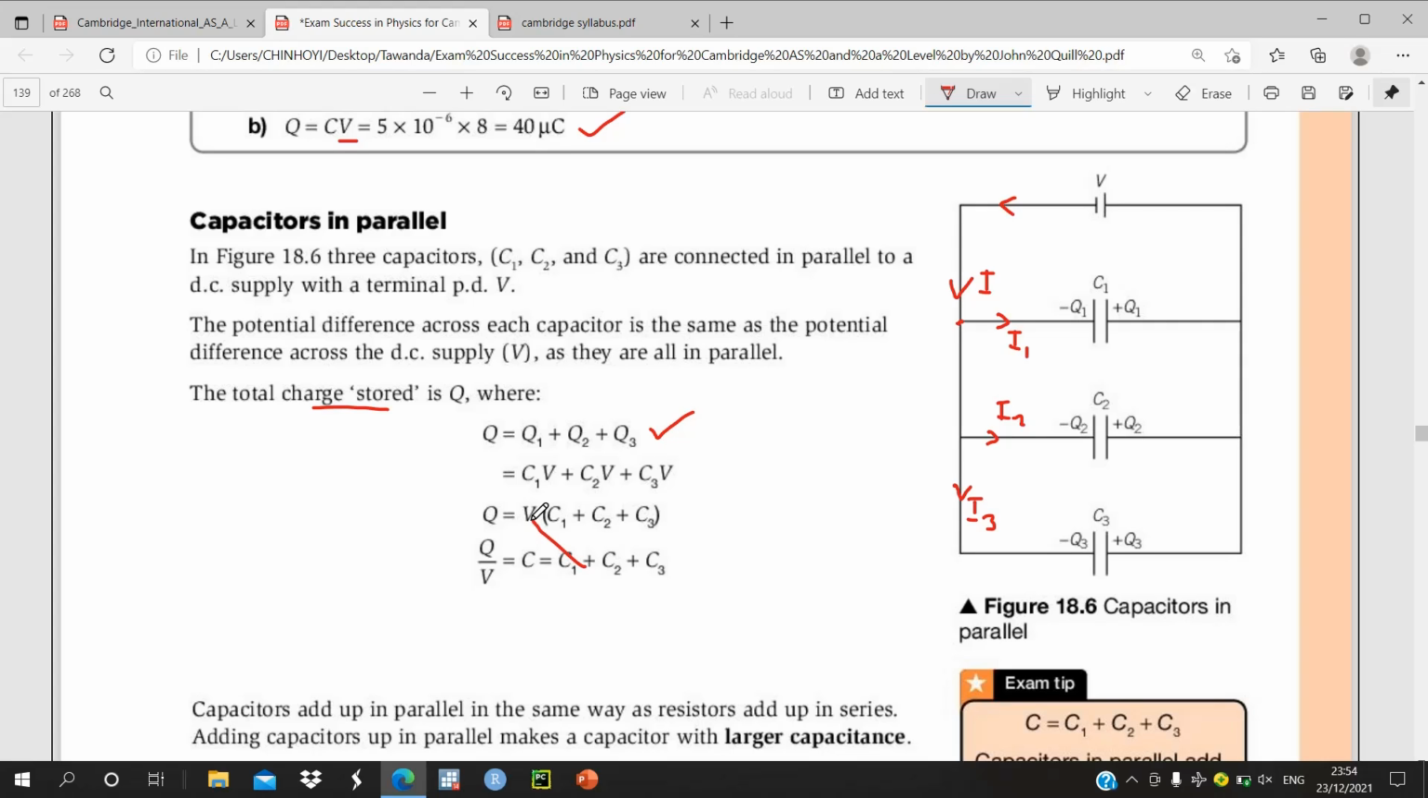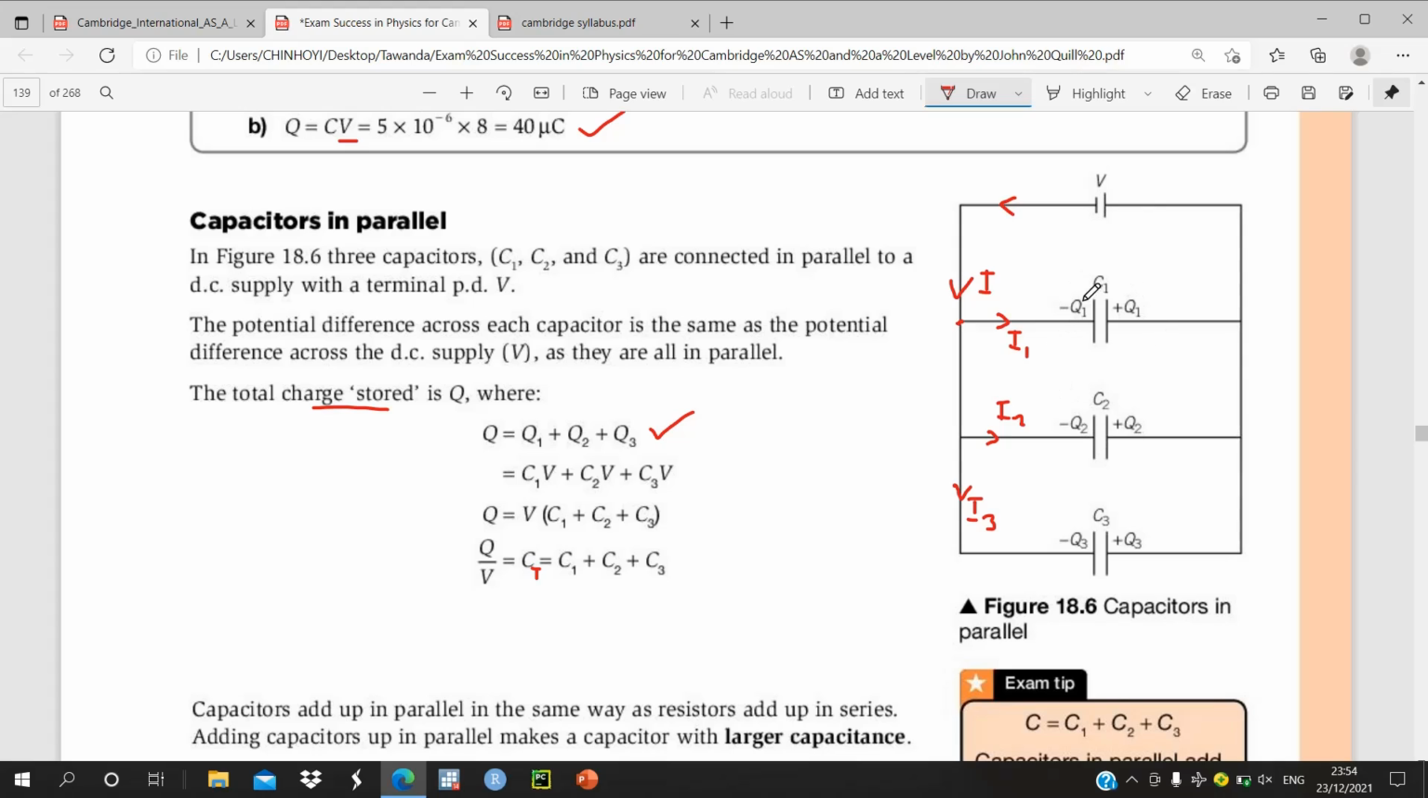Then if we are to factor out V, which is the same here, we're going to remain with capacitance 1 plus capacitance 2 plus capacitance 3. Then if we divide both sides by V, we have Q over V, which is the final combined effect of the capacitance in parallel. So that will be capacitance 1 plus capacitance 2 plus capacitance 3.